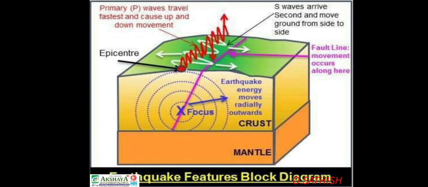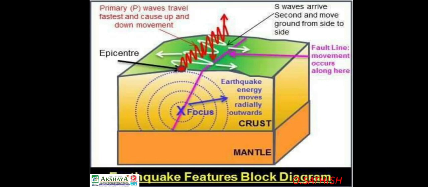Earthquakes are measured on the Richter scale or the moment magnitude scale. The magnitude represents the energy released during the earthquake. Each whole number increase on the scale signifies a 10-fold increase in amplitude and about 31.6 times more energy released.